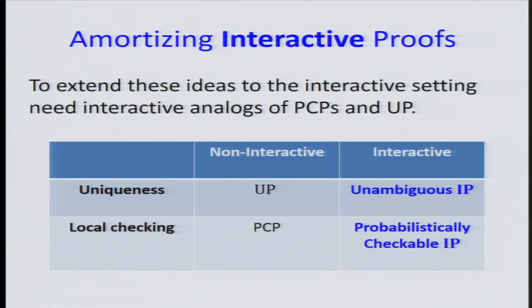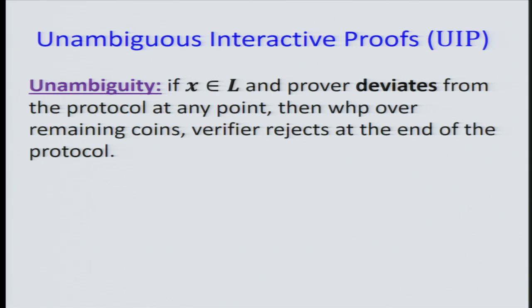And we also need a notion of PCPs for interactive proofs. Right, so we strongly use the PCP theorem. So we need some notion of a locally or probabilistically checkable interactive proof. So let's define these notions, which I think even are interesting in their own right. So what is an unambiguous interactive proof? Remember, this is the analog of UP for interactive proofs. So the idea is the following.